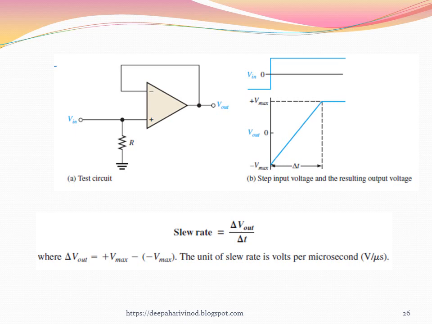Because of some internal capacitance, an op-amp cannot respond instantly to a change in the input voltage. There is a limit to the rate at which the capacitor will charge, so the rate of change of output voltage is also limited. The limitation is expressed in terms of slew rate, which is defined as the maximum rate of change of output voltage per unit time under large signal conditions.